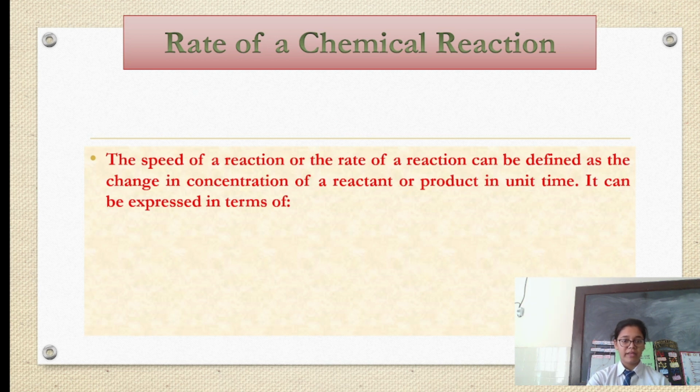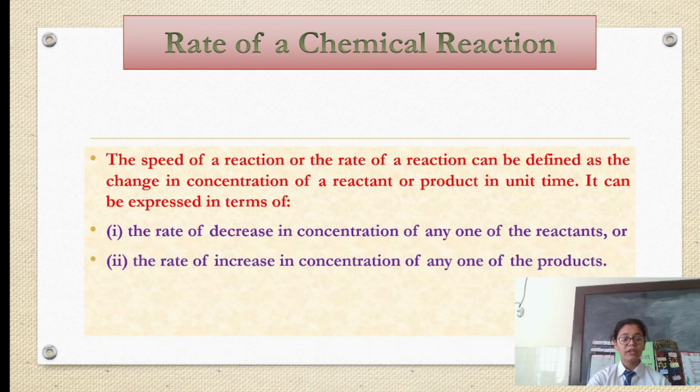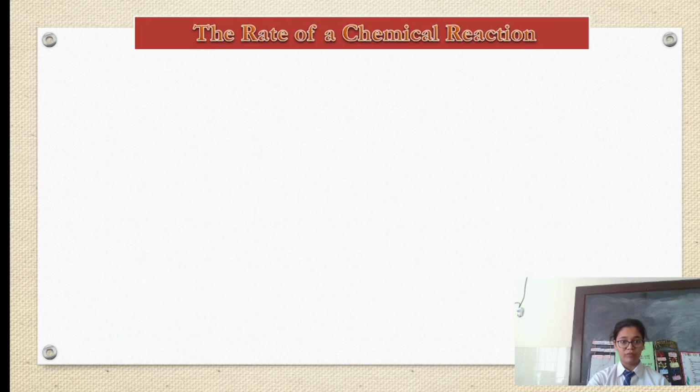Rate of a chemical reaction. The speed of a reaction, or the rate of a reaction, can be defined as the change in concentration of a reactant or product in unit time. It can be expressed in terms of the rate of decrease in concentration of any of the reactants or the rate of increase in concentration of any of the products.